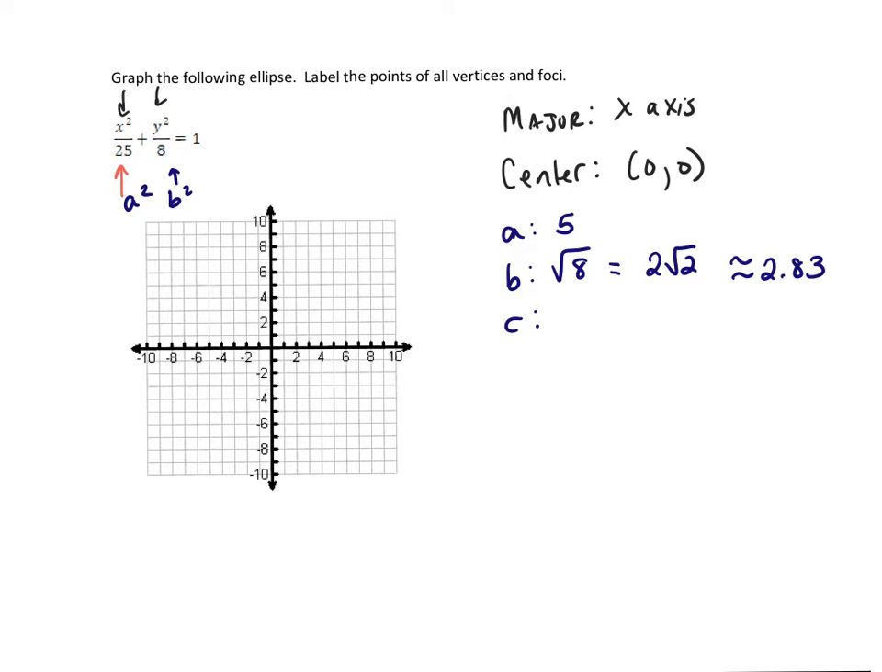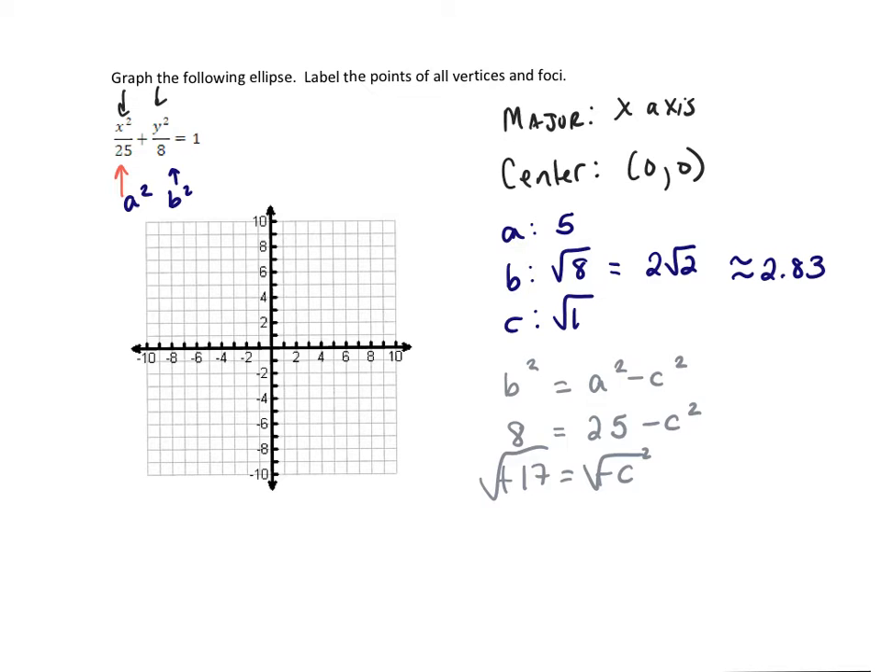So I don't have C. C is not given in the equation, but remember, we have this nice relation: b squared equals a squared minus c squared. So b squared is 8, and a squared is 25, minus c squared. If I solve this for c squared, I get negative c squared equals negative 17. I could just make both sides positive by dividing by negative 1, and then take the square root.